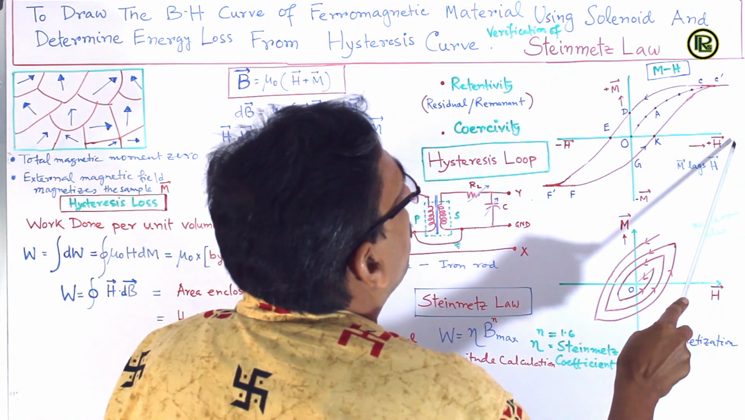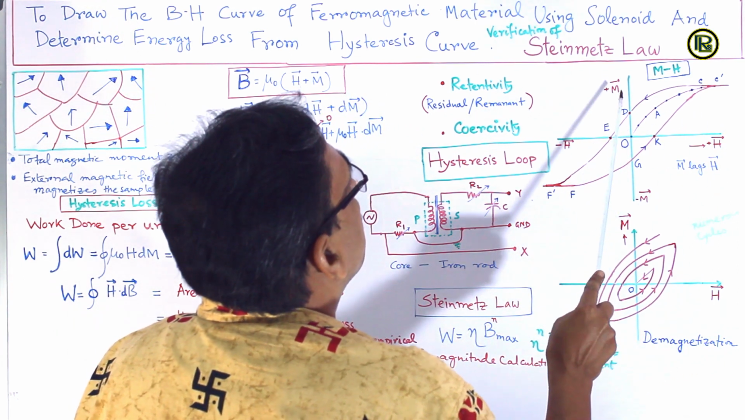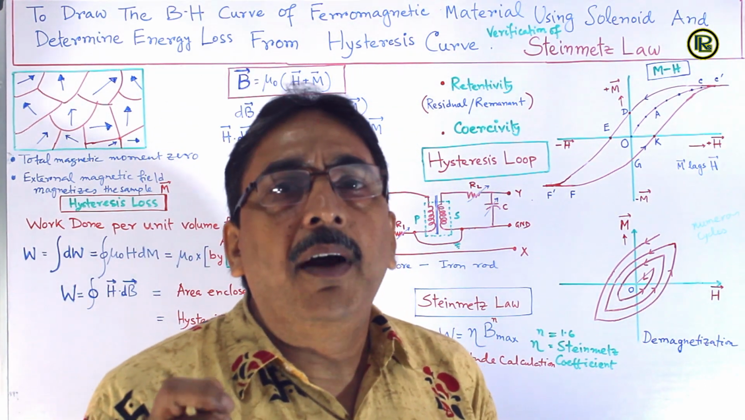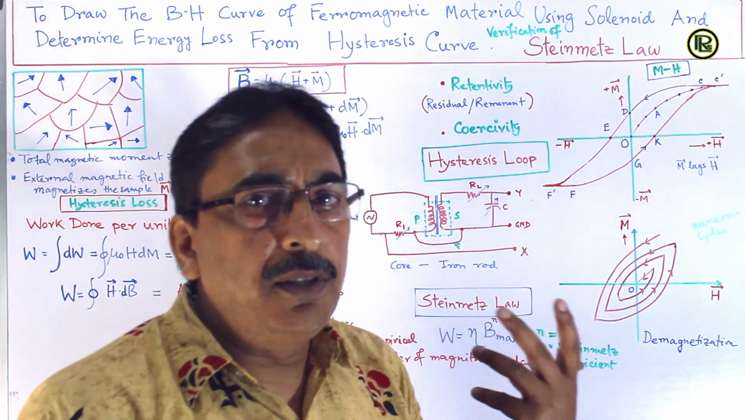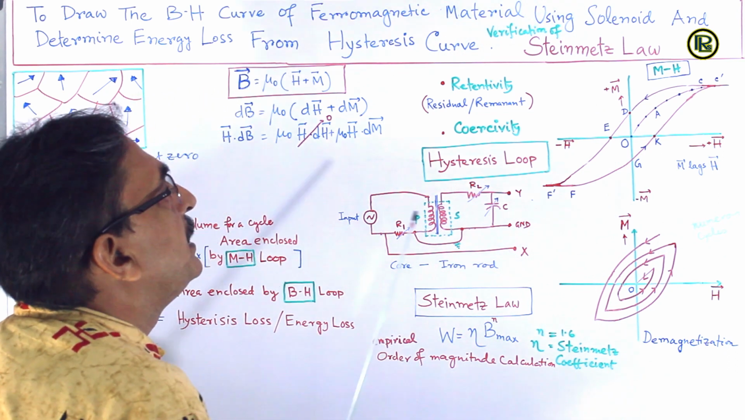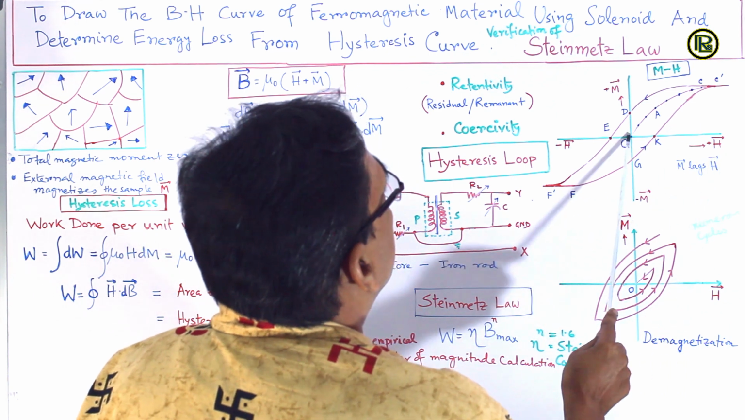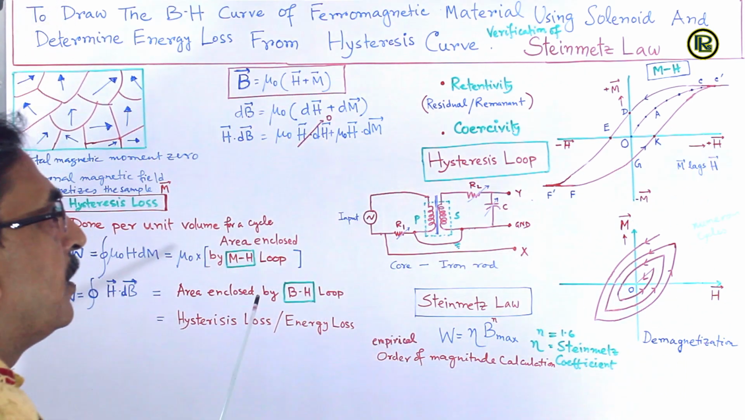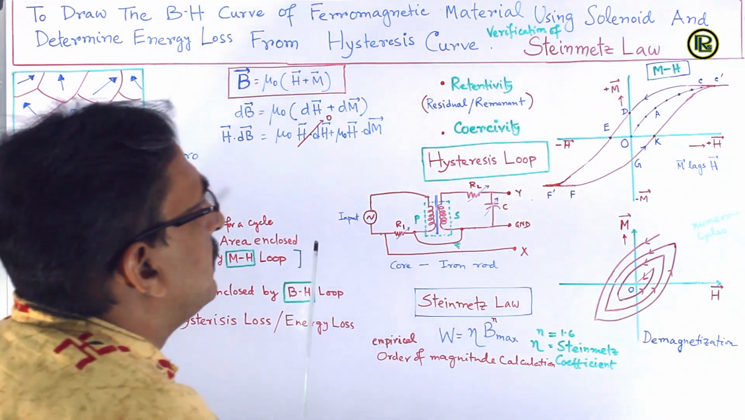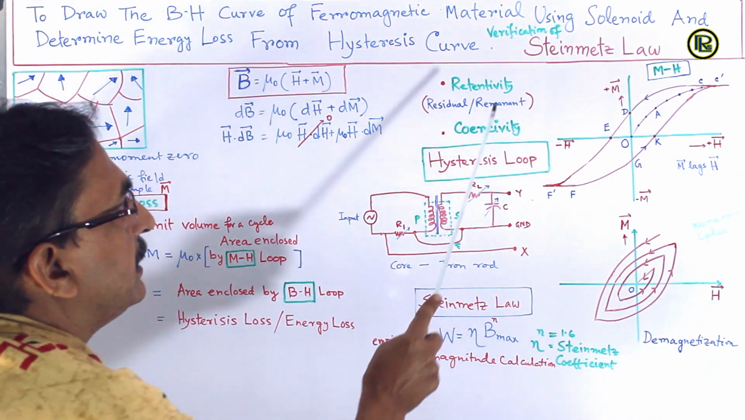Here, when the external magnetic field is 0 at the point O, then magnetization, which is supposed to get the value 0, instead is getting the value D, OD. So it is not becoming 0. Magnetization is not becoming 0 when the magnetic field is 0. So this is called the residual or remanent magnetization. And this special property of the ferromagnetic material is called the retentivity.